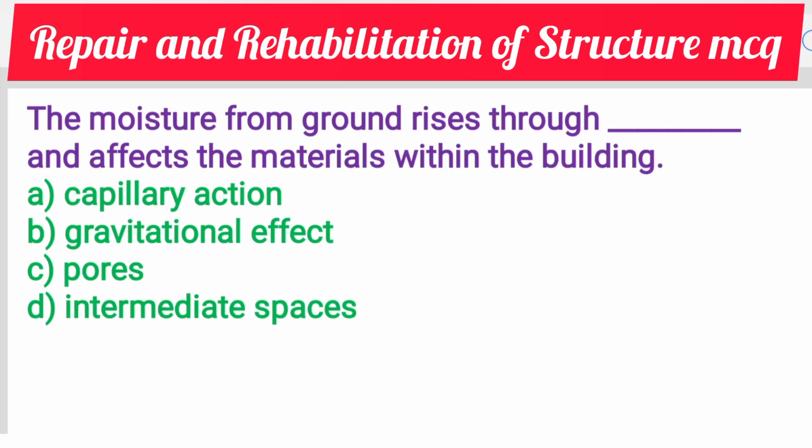Next question, the moisture from ground rises through dash and affects the material within the building. Option A capillary action, option B gravitational effects, option C porous, option D intermediate spaces. So the correct answer is option A capillary action.